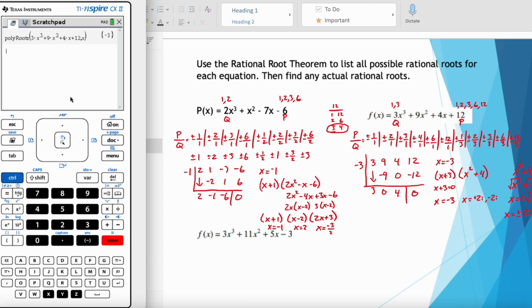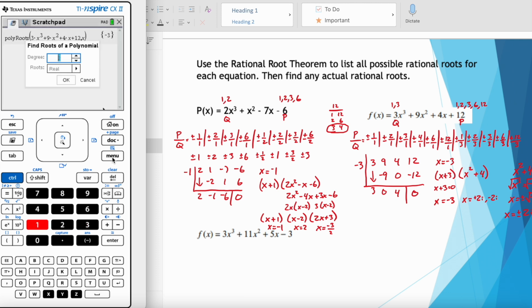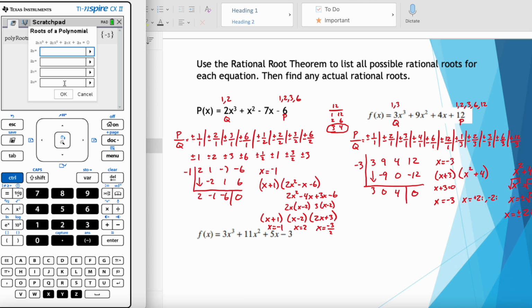Now let's go ahead and look at other options that we have within our calculator. As we go to Menu, 3, Polytools, we have the ability to find complex roots of polynomials. We can still go through R1 and find roots of polynomials, but rather than selecting real, we can select complex. We go ahead and hit OK, and the same process can occur once again.